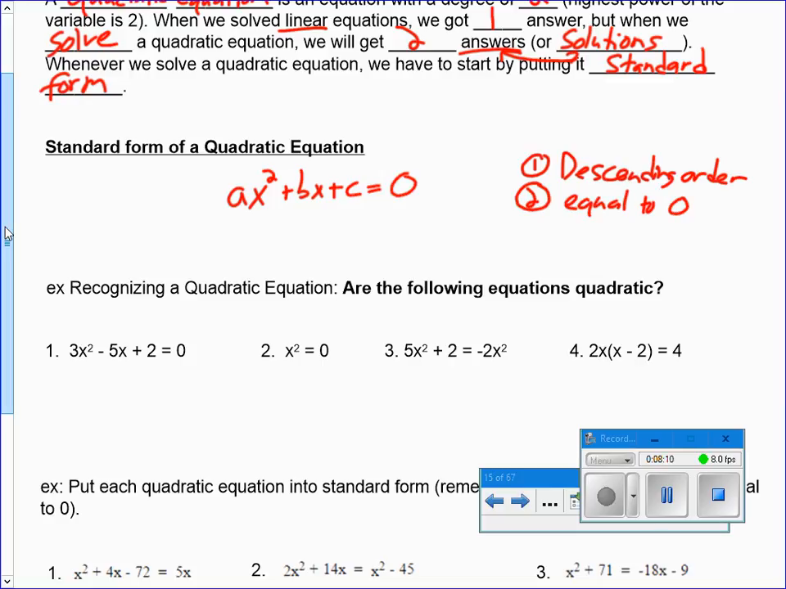That's what we're going to see as we get into solving. The reason we put it into standard form first is because these numbers A, B, and C are what we use to actually solve quadratic equations.